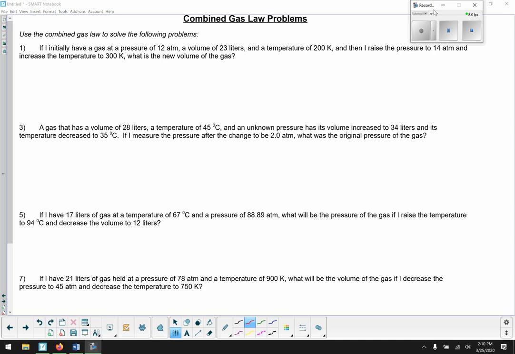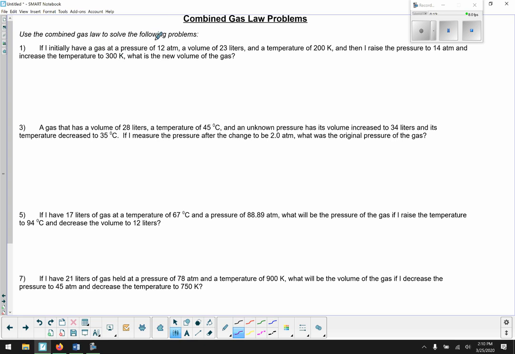Okay, moving on to the combined gas law worksheet. These problems are a little bit more complicated, but you still end up with all the variables except one. You're just rearranging the equation and solving for the one variable. Again, be careful the temperatures are in Kelvin, and just be careful when you label all your variables because there are more. So I'll do number 1.